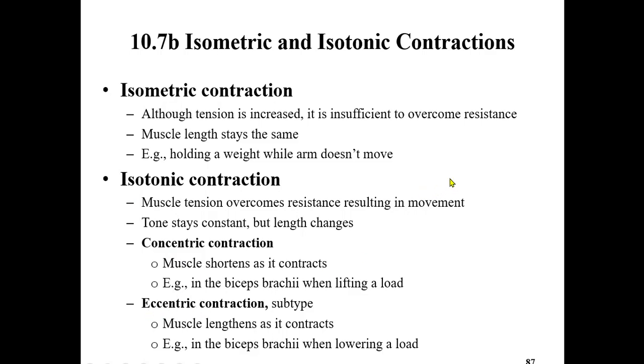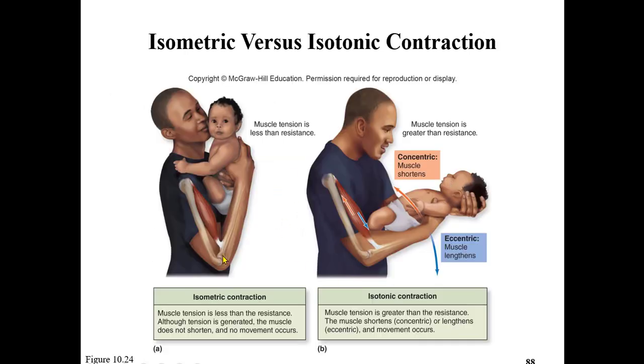Let's go to the picture. So this is the picture that goes with it. Let's first do the isometric on the left here. Isometric is this guy right here holding the baby in this position and this position only. Here, he is contracting his muscle, and guess what? It's not going anywhere. It's not stretching. It's not shortening. He is holding it steady.